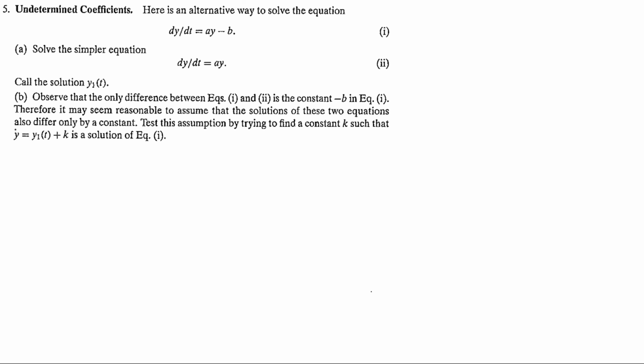Okay, so we're gonna solve this question here, and this is an alternative way to solve this differential equation, right? This one over here, and we're gonna do this just to test this assumption that we're trying to find a constant k such that y equals y1 of t, which is this equation right here, was solved, plus k is a solution of equation 1. So what we're really checking for is, once we solve this differential equation, the constant that we end up with, does it appear here? I mean, it's an alternative way of testing it, right?